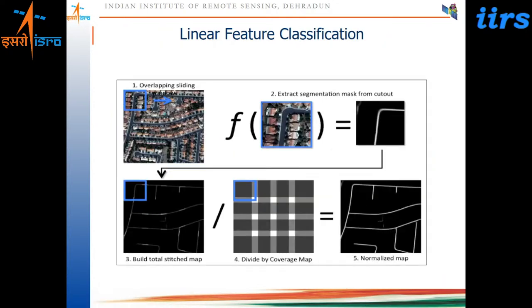So especially in the case of linear features, we have to keep in mind a few things which may not be applicable to non-linear features. Non-linear features basically means a topological object like a full area, or it may be a point. Compared to that, linear features have unique challenges in terms of data inputs.